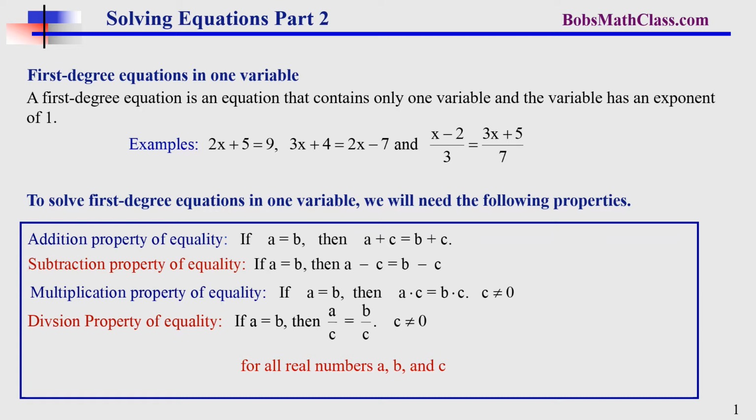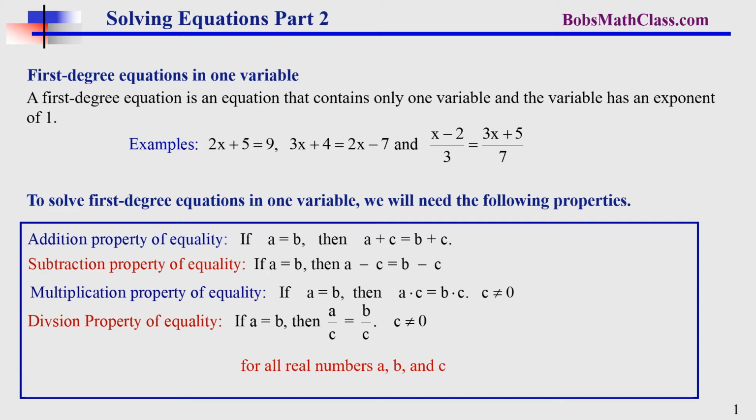Okay, so to solve first degree equations in one variable, we're going to use the following properties. The first one is the addition property of equality. If a equals b, then a plus c equals b plus c. That's just saying if you add c to one side, you have to add c to the other side. You've probably heard that before. Whatever you do to one side of the equals, you have to do to the other side of the equals.